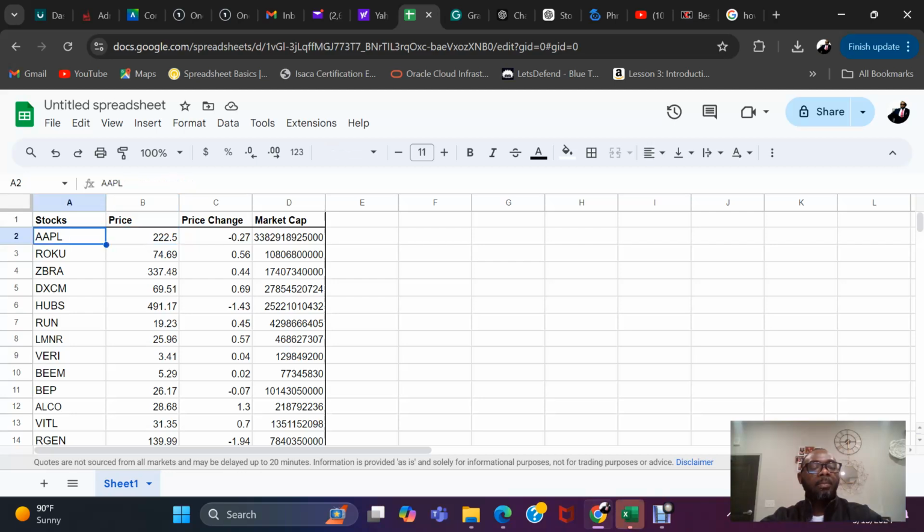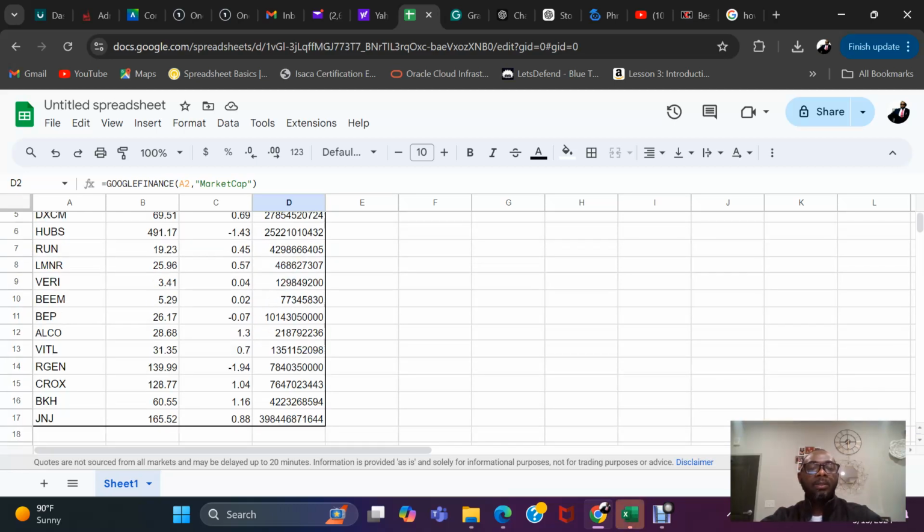I'm telling Google Finance, by saying equal to Google Finance, then column A, to give me the price of each stock, and that's how I get this. And it's live. As the prices change, Google Finance is going to generate it for me. The price change is just saying Google Finance give me the daily price change for each of these stocks, and also the market capitalization of each of these stocks.